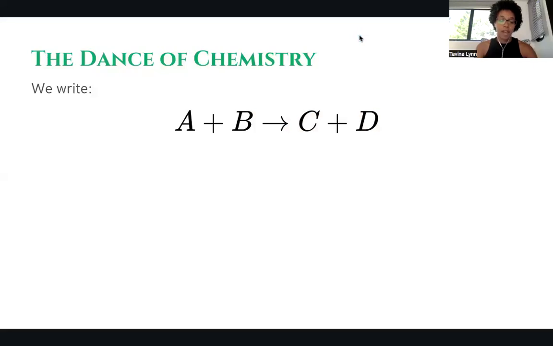Equilibrium, I think of as the dance that's happening in chemistry. When we write chemical equations, we write reactants with an arrow pointing to whatever products we have. This is typically how we write chemical equations and how we've written it so far.